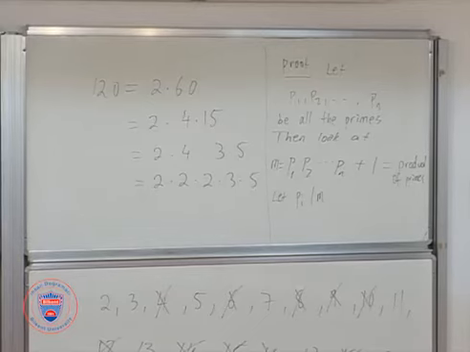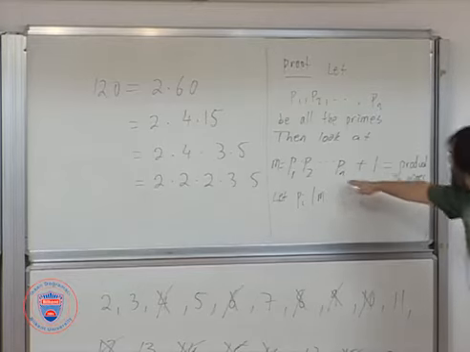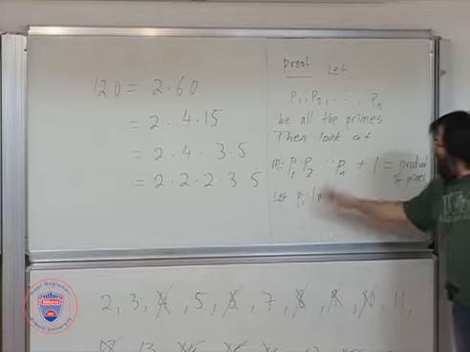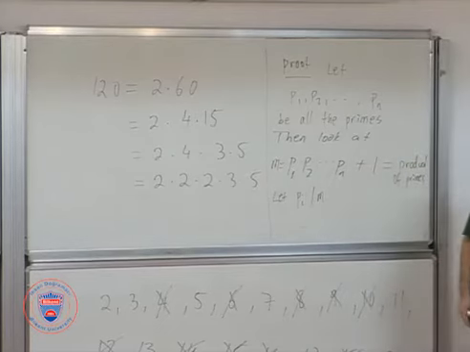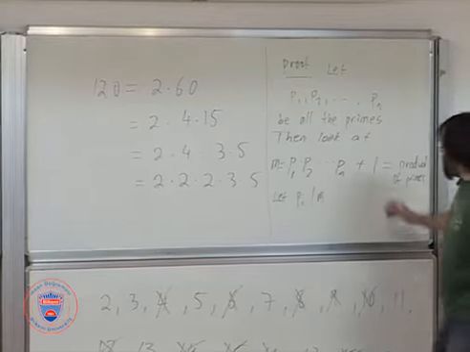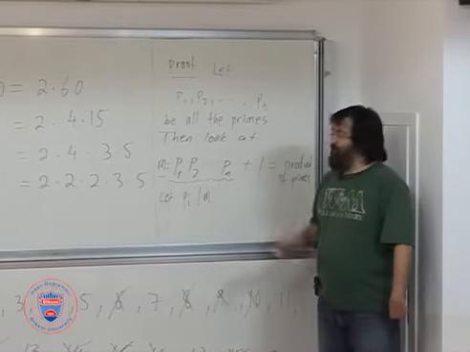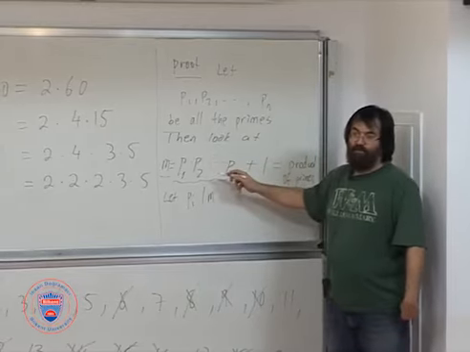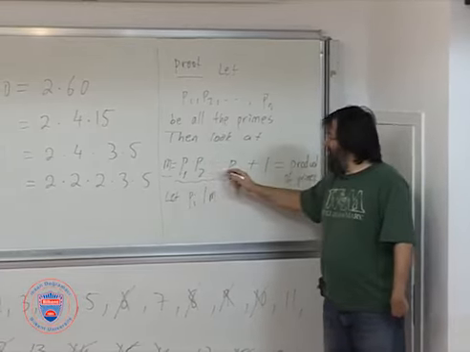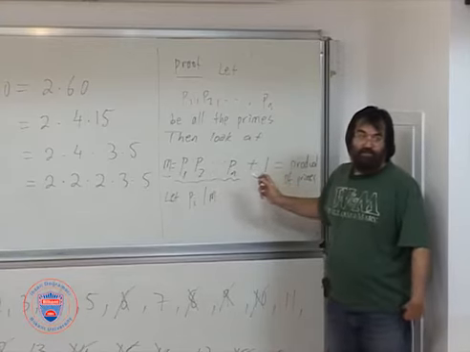You multiply all of them, you add 1, you get something. You're saying that it has to be divided by these primes, right? So suppose Pi, one of them, divides M. What will happen? It will divide M, but it is also in this list, so it divides this number too. If it divides this number and this number, it should divide their difference, which is 1.